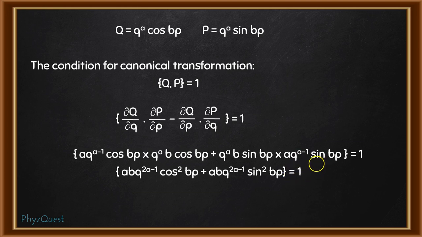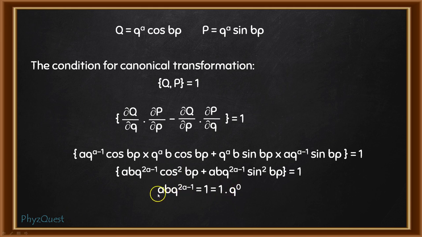Now in this case, both the terms have a b q to the power 2a minus 1. So you can take common this term. When you take common a b q to the power 2a minus 1, the bracketed term will be cos square bp plus sin square bp. Now you know that cos square theta plus sin square theta is equal to 1. So this term will be 1. So ultimately we will have ab q to the power 2a minus 1 is equal to 1. Now 1 we can write as 1 into q to the power 0.